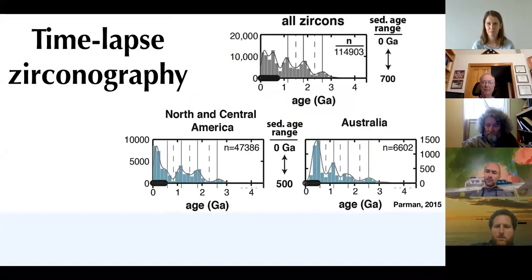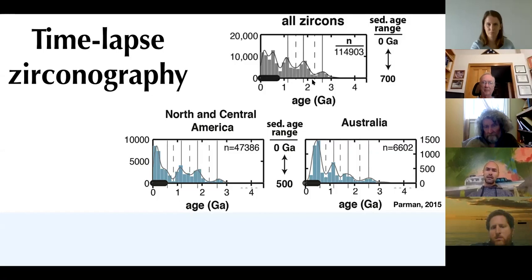Now, a really interesting study by Steve Parman, published in Geochemical Perspectives Letters in 2015, tried to address this by looking at a large database of zircon crystallization ages, and he took detrital zircons through time to see how the age peaks changed through time. And so if you look at all of the zircons, and the N here is just over 114,000 analyses, we've got some peaks at about 2.5 and 1.8 and about 1.1, and then we have troughs. So this is not a surprise to any of us.